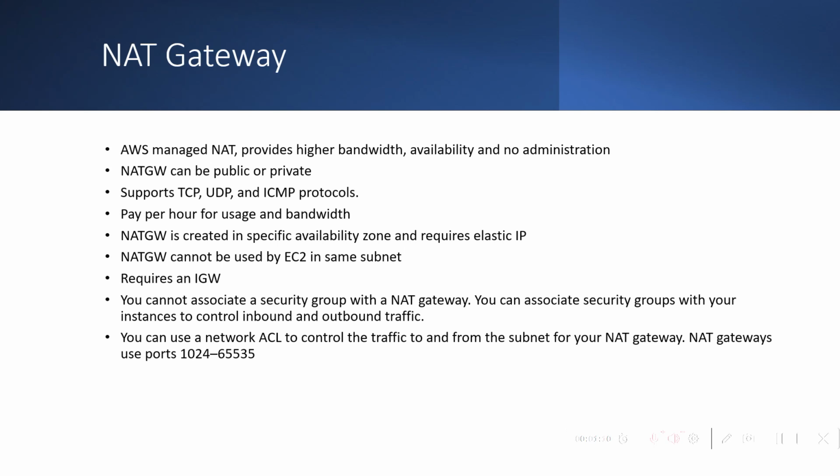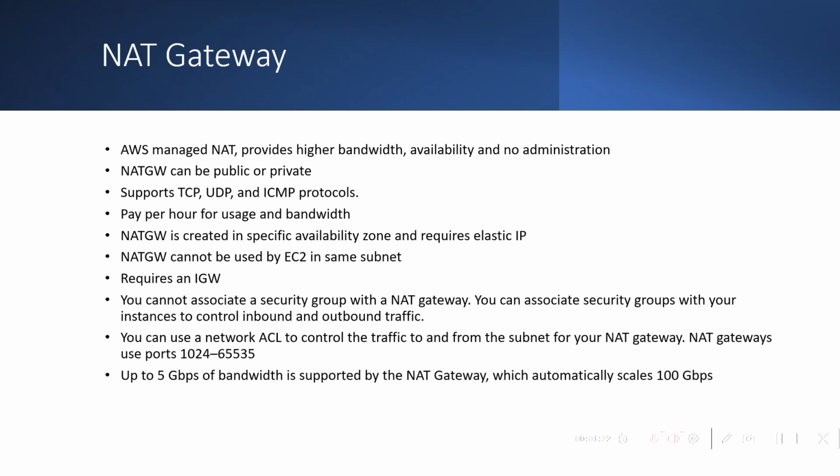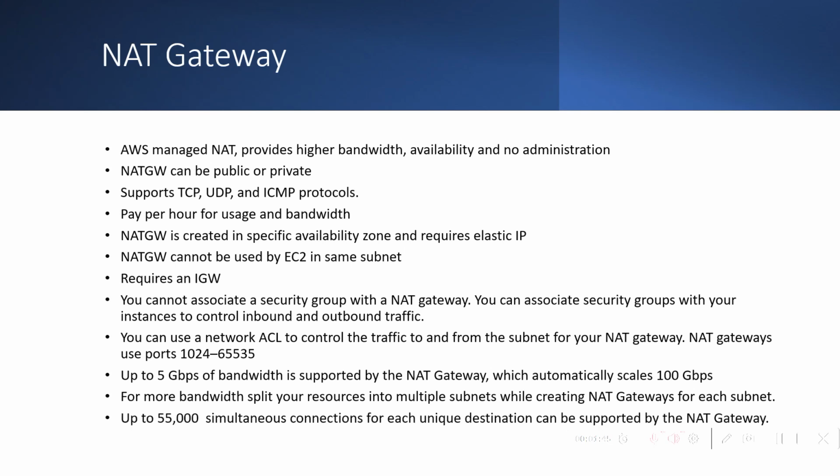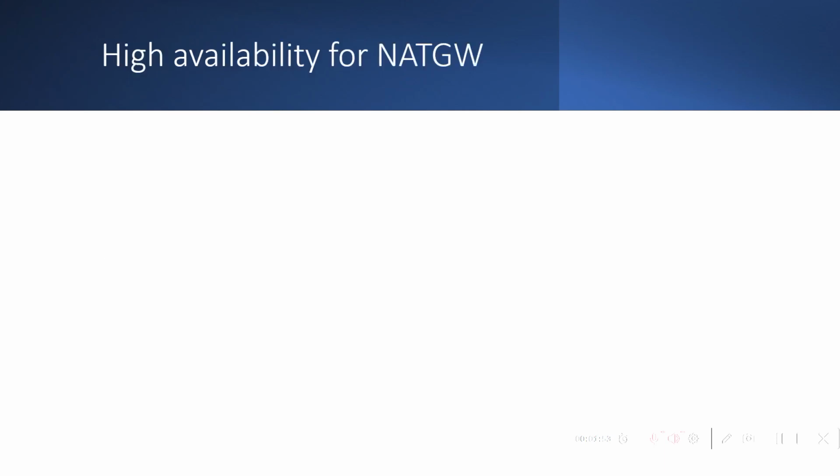NAT gateway uses port 1024 to 65535. It supports 5 Gbps of bandwidth, which automatically scales up to 100 Gbps. If you require more bandwidth, you can spread your resources into multiple subnets while creating NAT gateways for each subnet. You can have up to 50,000 simultaneous connections for each unique destination using NAT gateway.